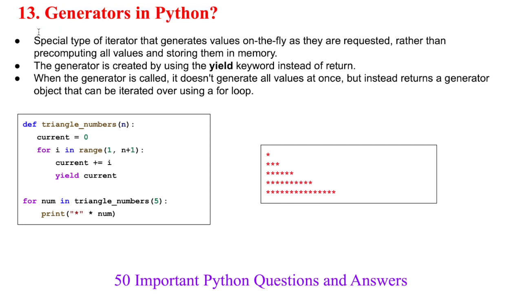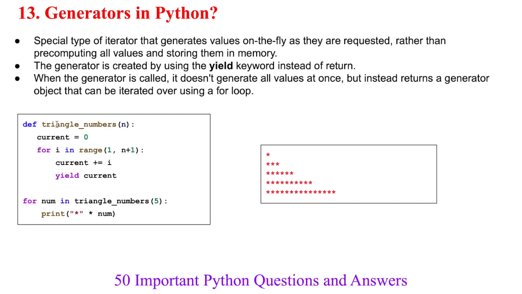What are generators in Python programming? In Python, a generator is a special type of iterator that generates values on the fly as they are required, rather than precomputing all values and storing them in memory. This makes generators very memory efficient, especially when dealing with a large amount of data. A generator is created by using the yield keyword instead of return in a function. When a generator is called, it does not generate all values at once, but instead returns a generator object that can be iterated over using a for loop.